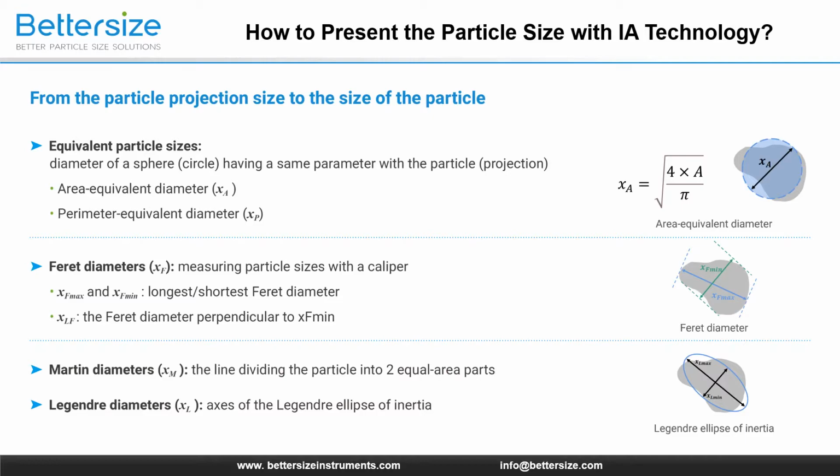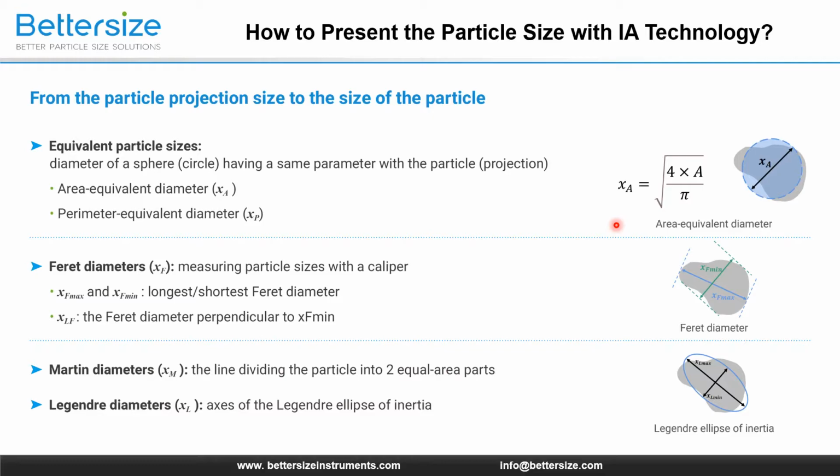The image analysis method can measure the diameter of a sphere that has the same projection area as the particle, which is called area equivalent diameter, just like the picture we showed here. Similarly, the perimeter equivalent diameter is the diameter of a sphere that has the same projection perimeter as the particle. The area equivalent diameter XA is the most widely used sizing result of the image analysis method.